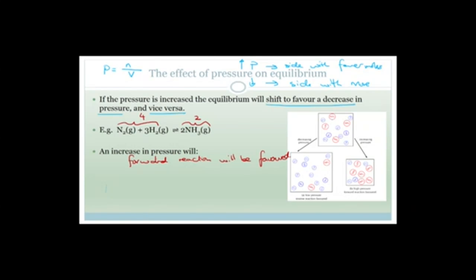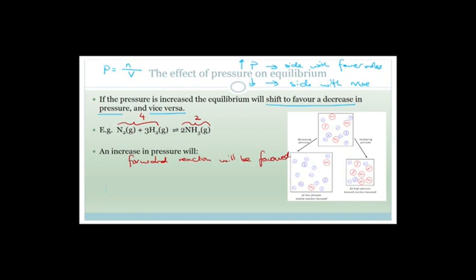And remember, we said that with regards to pressure, the equilibrium will shift in favor of a decrease or increase. In other words, if the pressure is increased, the equilibrium will shift to favor a decrease in pressure, which means the side of fewer moles. So for an increase in pressure, in this case, there are 4 moles on this side and 2 moles on this side. Even though there are the same number of atoms, 2 nitrogens and 6 hydrogens on each side, as there should be because of the law of conservation of matter.